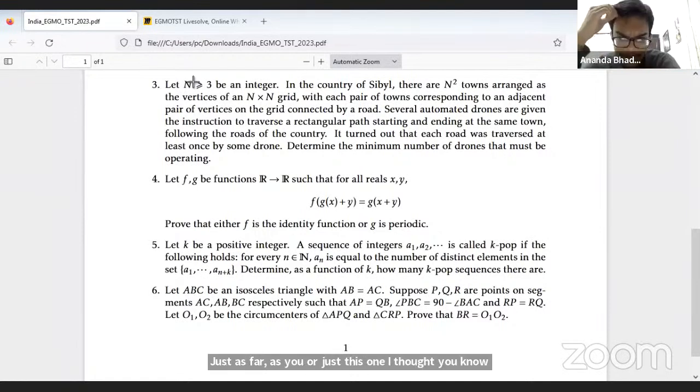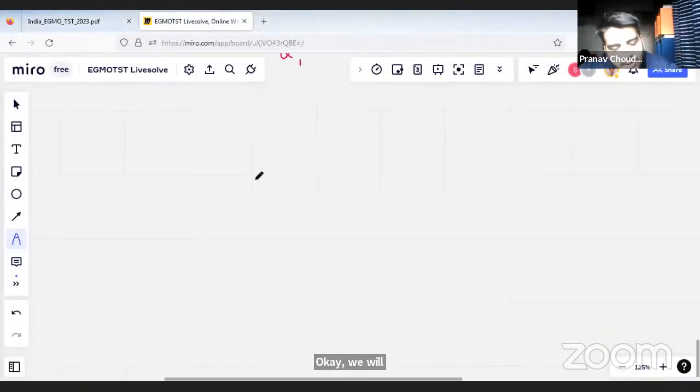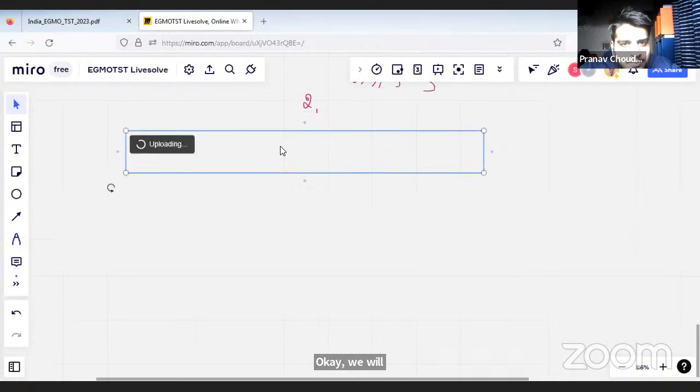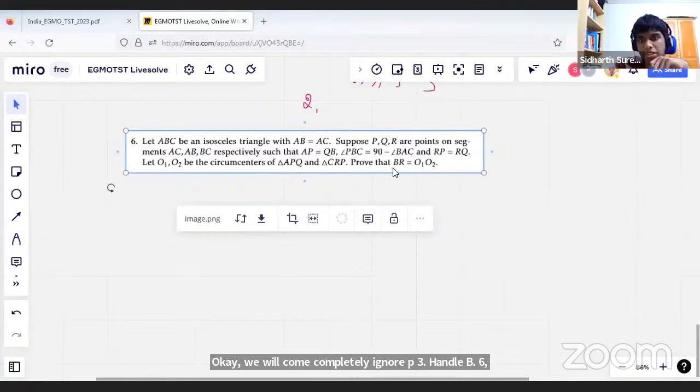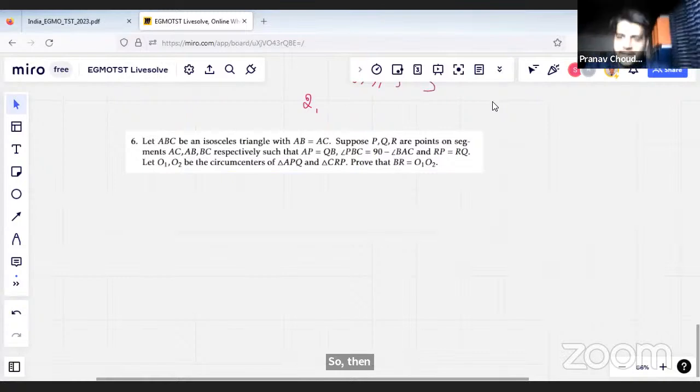Okay. So we will completely ignore P3 and do P6. Who was the proposer for P3? Wait, what was P3? Kanav plus Anand. P3 was the grid problem. Yeah, we'll do it then. Let's do P6.